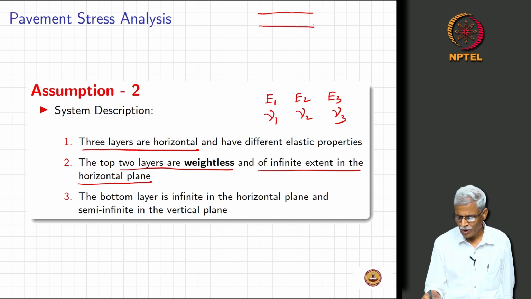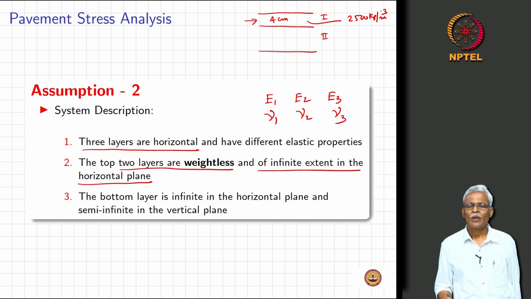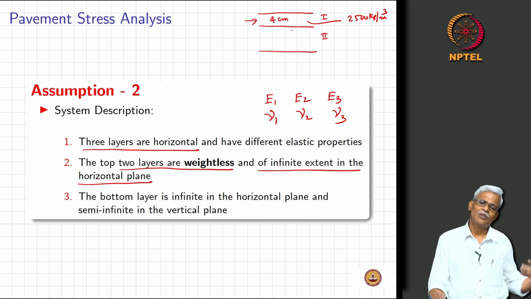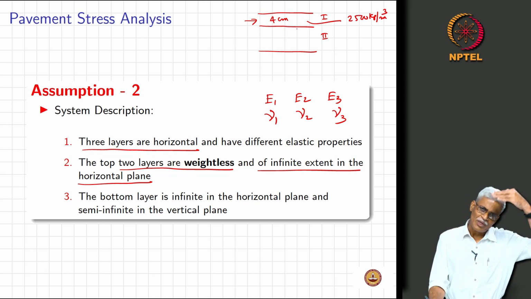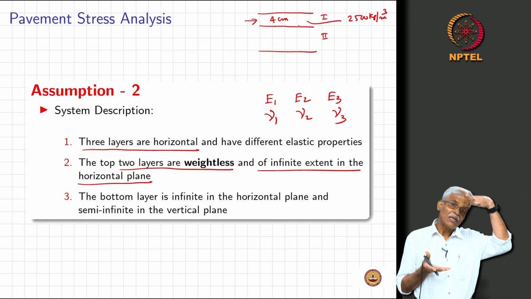So, let us say there is going to be two layers here, layer 1 and layer 2. So, let us say you use a 4 centimeter thick material which is having 2500 kg per cubic meter as the unit weight. So, now because of this weight, the modulus value that you see here will slightly increase, because this much of weight is being applied on this material. Okay, it is being kind of confined.